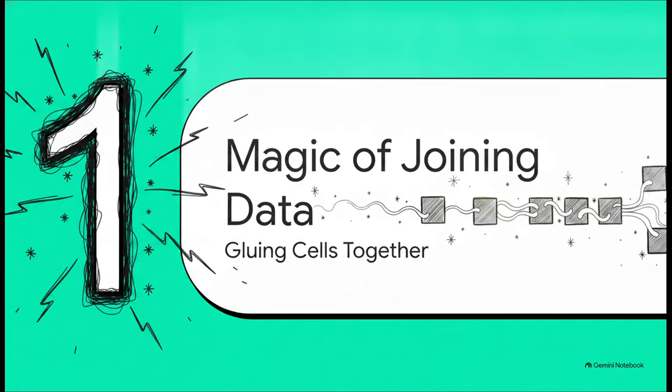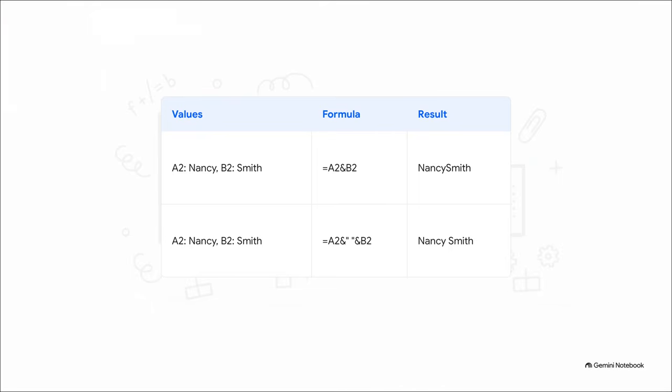Starting with section 1, the magic of joining data, or as I actually prefer to think of it, gluing your cells together. This right here is your basic superpower for taking information that's scattered all over your sheet and bringing it neatly into a single readable line. So let's say we have the name Nancy sitting in cell A2 and Smith in cell B2. If we just push them together, we use the ampersand symbol. It acts as our primary, well, our glue.